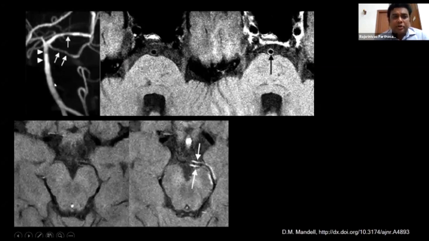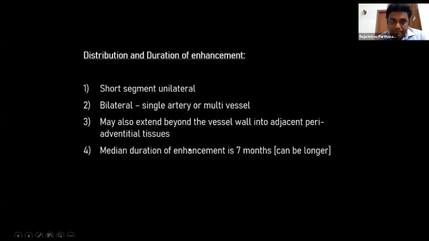So this is an imaging of posterior circulation. You see basilar artery is narrow, the P1 PCA is narrow. And this enhancement, if you see, the wall is thick and it is circumferential, involving the entire circumference of the artery. And again, in the P1 PCA, you notice the same. So the distribution and duration of enhancement, it can be short segment unilateral, it can be bilateral, single artery or multivessel. One of the important things is the inflammation can extend beyond the adventitia into the surrounding tissue, and the median duration of enhancement is many months.